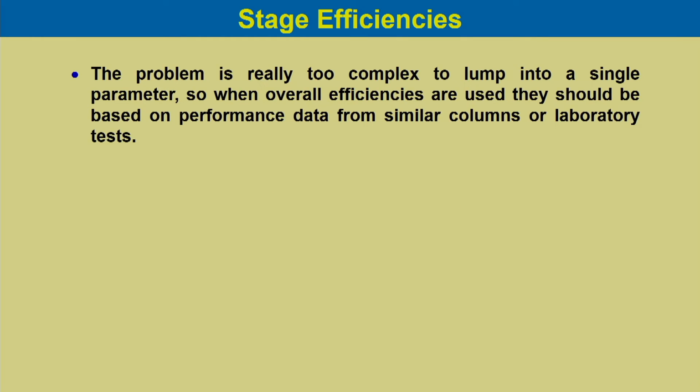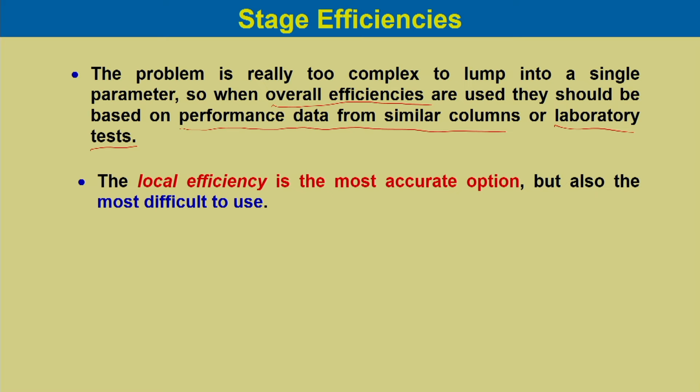The problem is really too complex to lump into a single parameter. So, when overall efficiencies are used, they should be based on performance data from a similar column or laboratory test. If we use the overall efficiency for a particular separation, there should be performance data of a similar column or laboratory test, so that we can scale up to that application and determine the actual number of trays required and the overall efficiency.